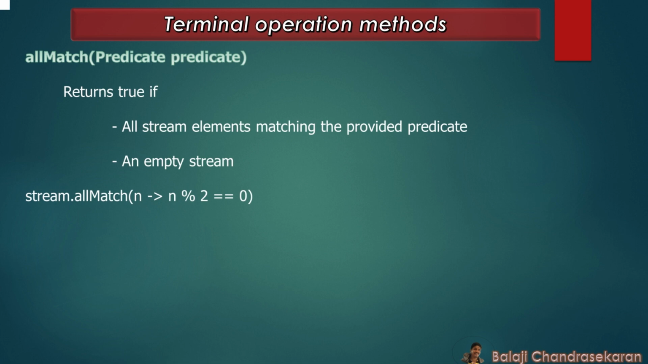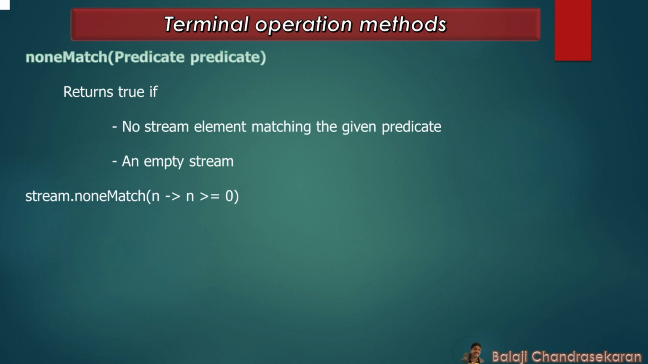The noneMatch method in Java streams is a terminal operation that checks whether none of the elements in the stream matches the given predicate. It returns true if none of the elements of the stream satisfies the predicate. In this example, the noneMatch method checks if none of the elements in the stream of integers are non-negative. If the stream is empty, the noneMatch method returns true because there are no elements to evaluate and thus the condition holds trivially.